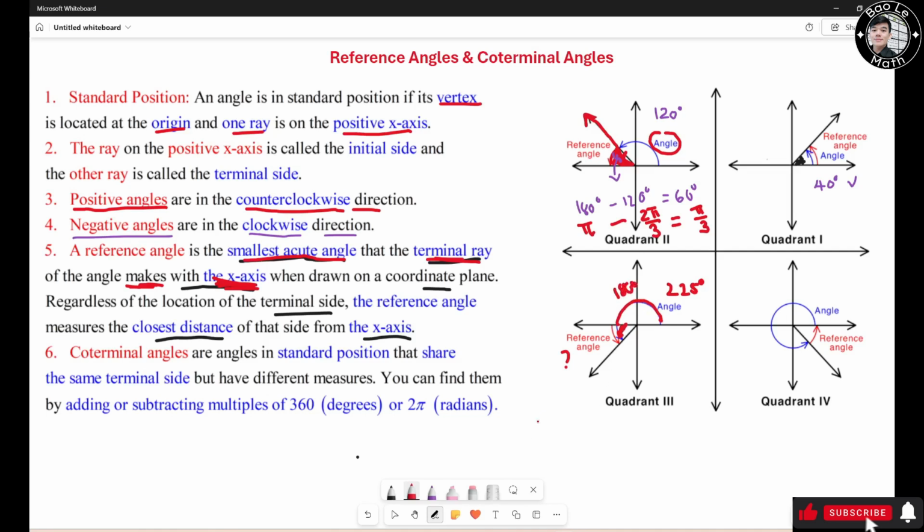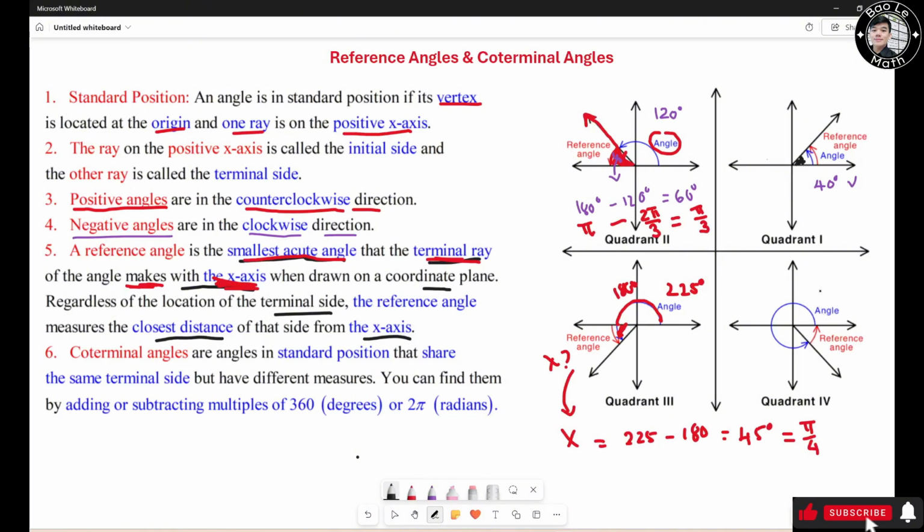Alright, so for the reference angle, I call this S, so S equals 225 subtract 180, right? So it's going to be 45 degrees or pi over 4, because pi equals 180, and 180 divided by 4 is 45 degrees. Now let's move on to the last one.